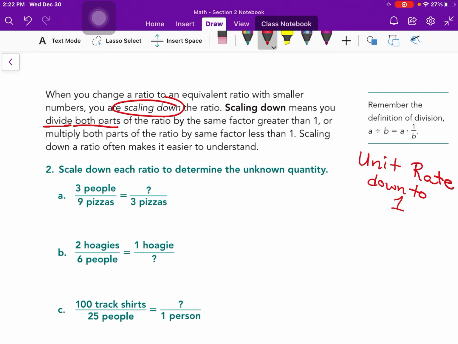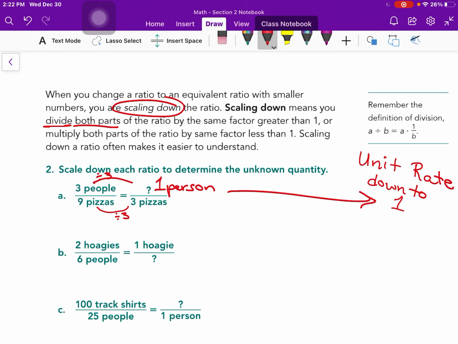All right, so let's see what this looks like. In A, we've got 3 people and 9 pizzas for those 3 people. So if I want to scale down, I have to figure out what do I divide by to go from 9 to 3. Well, I would divide by 3. 9 divided by 3 is 3. If I do that to the bottom, I also do that to the top. So I divide 3 divided by 3, and I would get 1 person. Now, anytime I get a ratio down to 1, we call it a unit rate. So for every 1 person, there are 3 pizzas.